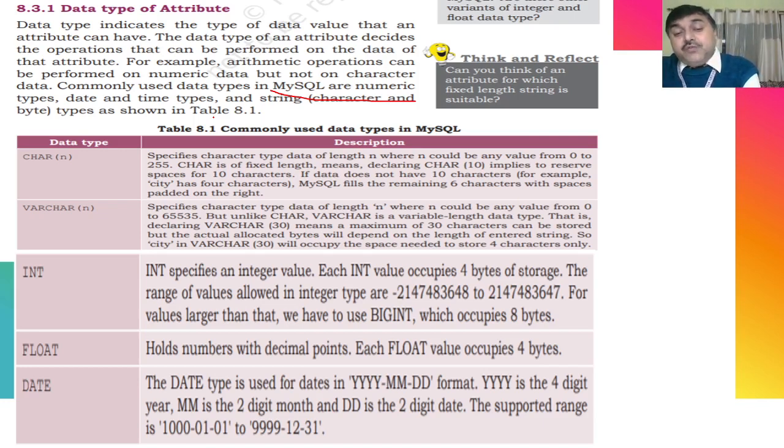Now float means a floating point, either decimal or integer. And date means the date format. You have to write the year, then the month, then the day. So this is the pattern we can implement. Year will be 4 digits, month will be 2 digits, and day will be 2 digits.